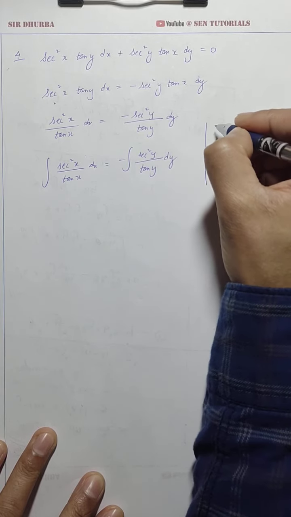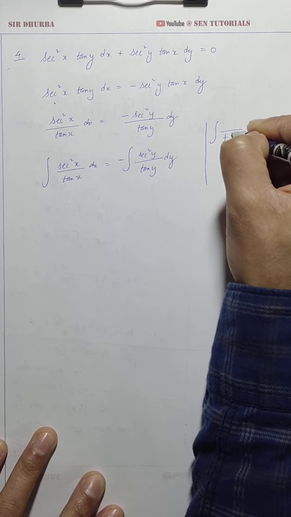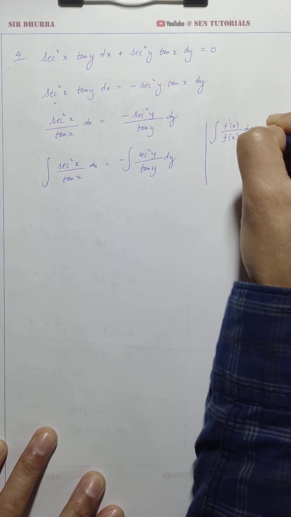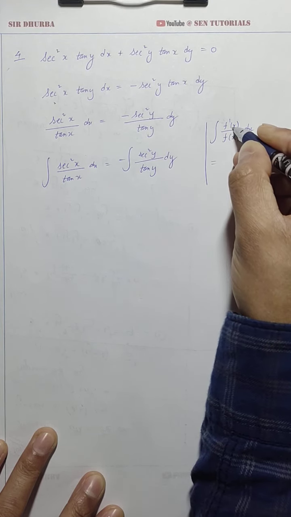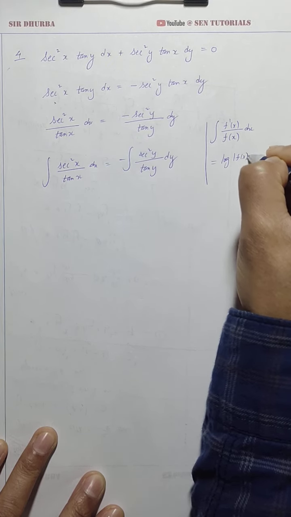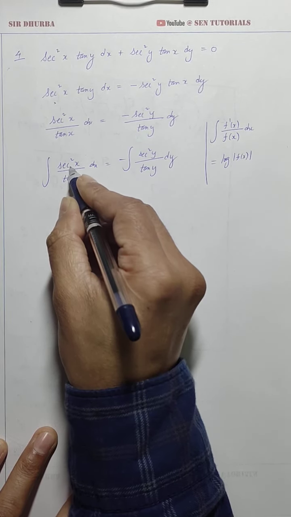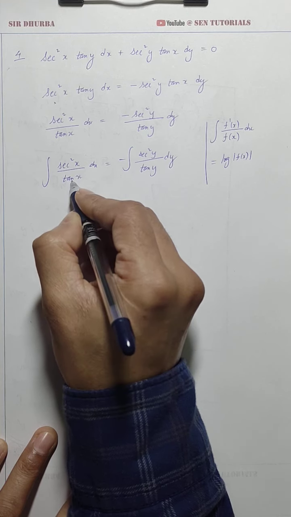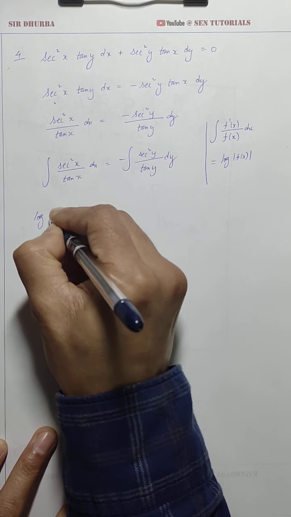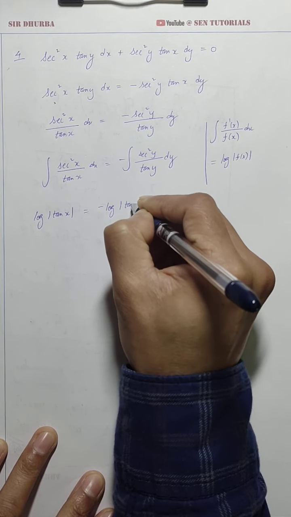Now from integration, one thing that we know is, from substitution, a function and its derivative: if you have the derivative of a function in the numerator, then it's nothing but log of the function itself. So you can see here tan x. What is the derivative of tan x? It is sec square x. So the derivative of the denominator is in the numerator. Here also the same case. That means this value can be written as log of tan x, and this can be written as log of tan y.